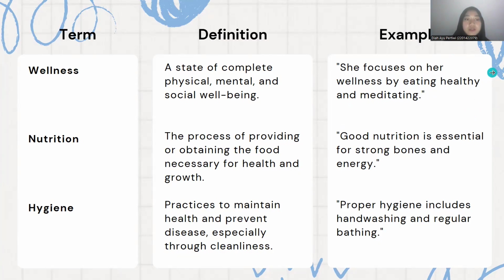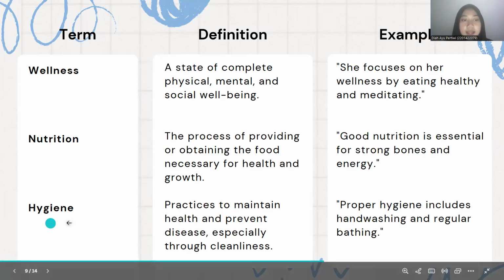Next is about nutrition. The term nutrition is the process of providing or obtaining the food necessary for health and growth. The example from the sentence is like, good nutrition is essential for strong bones and energy.